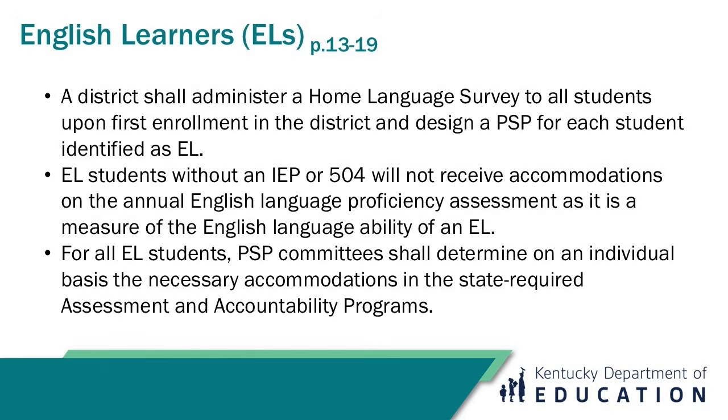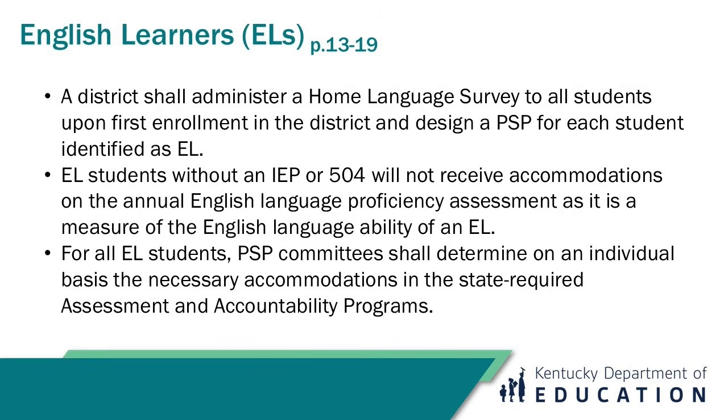Section 2 of the Inclusion of Special Populations Regulation focuses on students who are identified as English learners or EL. This information can be found on pages 13 through 19 of the regulation document. Students who enter school and have English as a second language will be administered the home language survey as the first part of the screening process.